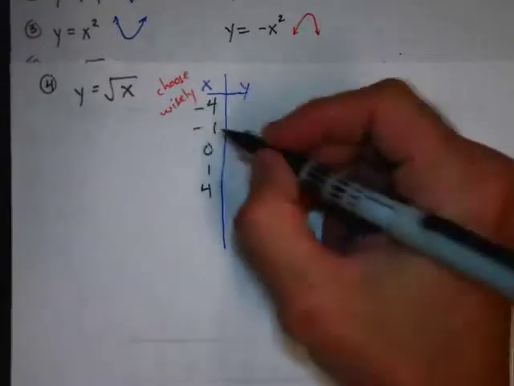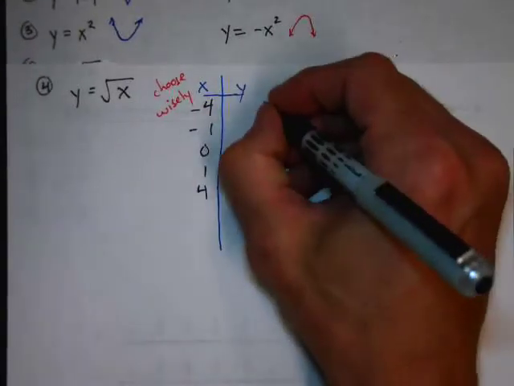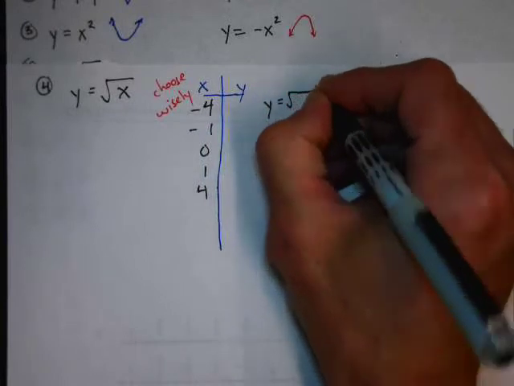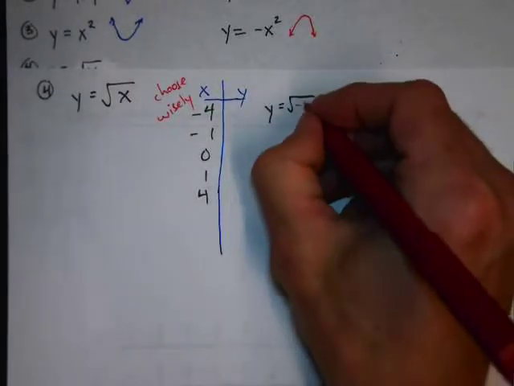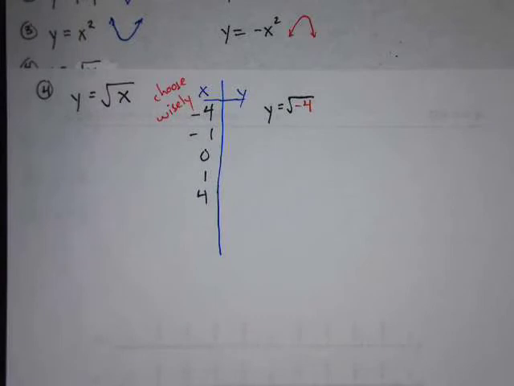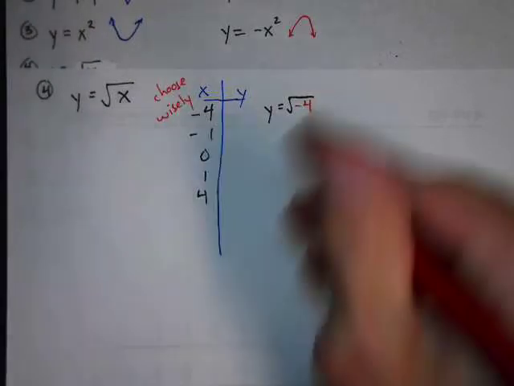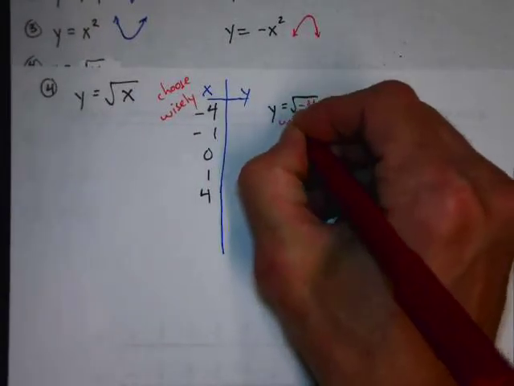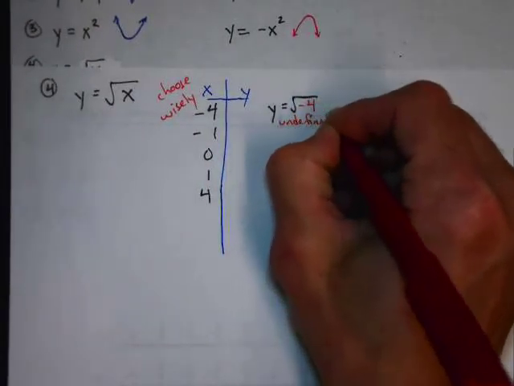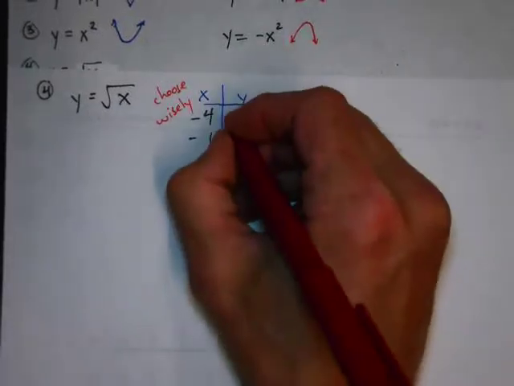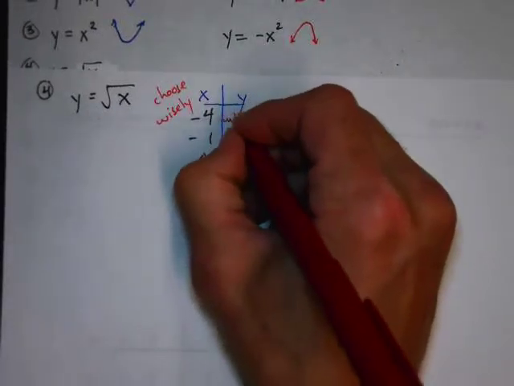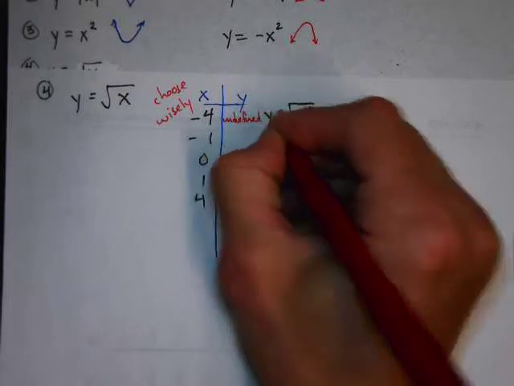Now, we have our 5 values. Let's plug them in and see what we get. So we have y equals the square root of negative 4. Now, what in the world is the square root of negative 4? That's undefined. If you punch that in your calculator, you're going to get an error message. That's undefined, so we can't have that, right?